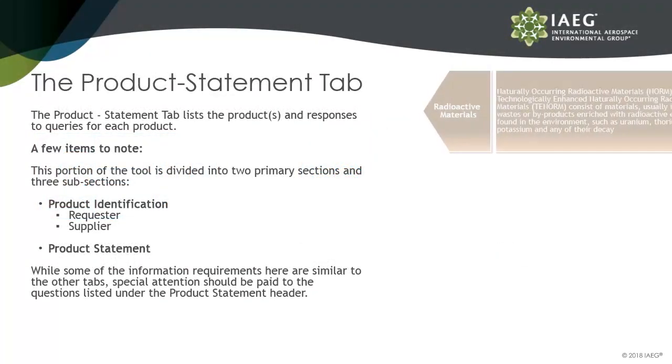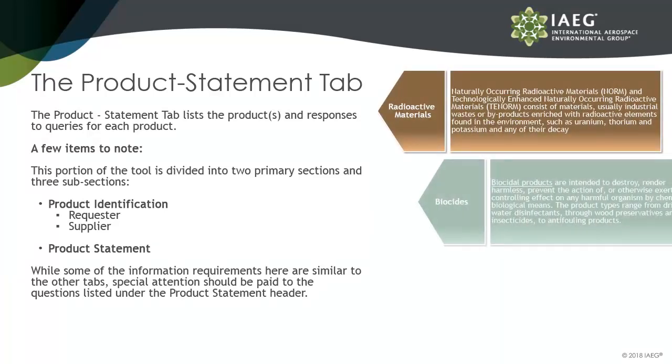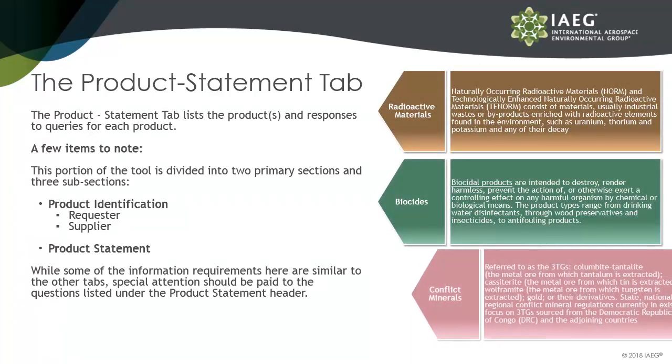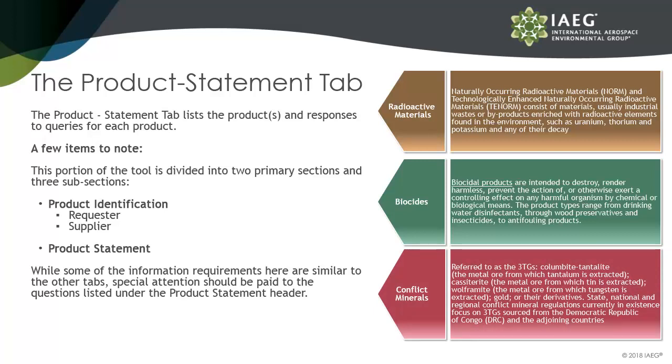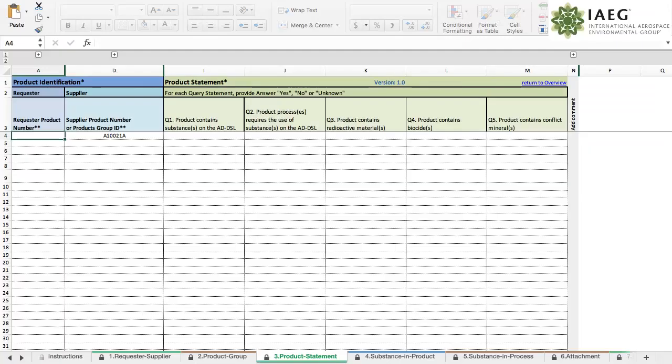The Product Statement tab lists the products and responses to queries for each product. A few items to note. This portion of the tool is divided into two primary sections and three subsections. This includes product identification, the requester and supplier information, and product statement. While some of the information requirements here are similar to other tabs, special attention should be paid to the questions listed under the Product Statement header. Click each tab on the right to learn more about the following controlled substances referenced in the tool.